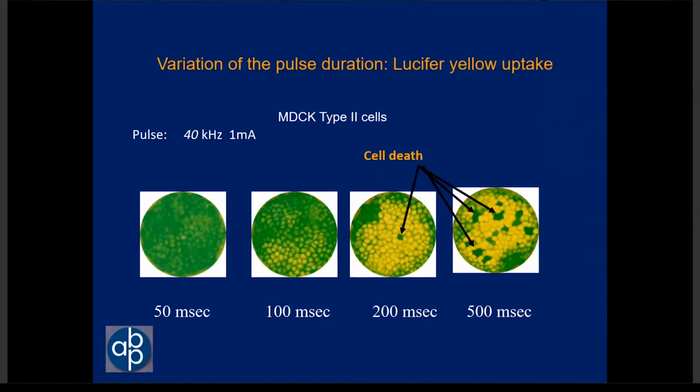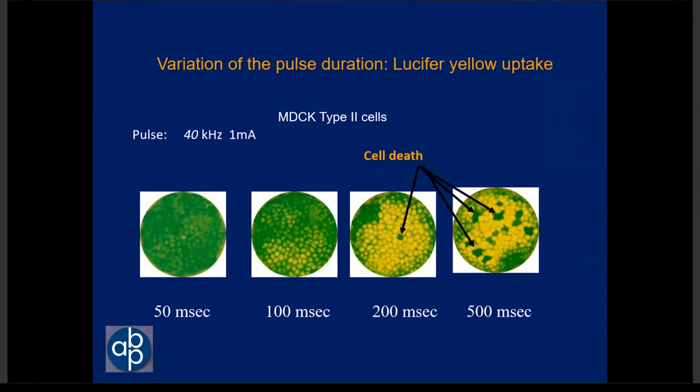If we apply that for different lengths of time, seen underneath each of these figures of the electrode, we see that by 100 milliseconds, we're taking up a membrane impermeable dye, lucifer yellow, that's been added above the cell layer. But once we get up to a fifth of a second, 200 milliseconds, or a half a second, 500 milliseconds, we're starting to see areas where the cells are dying.